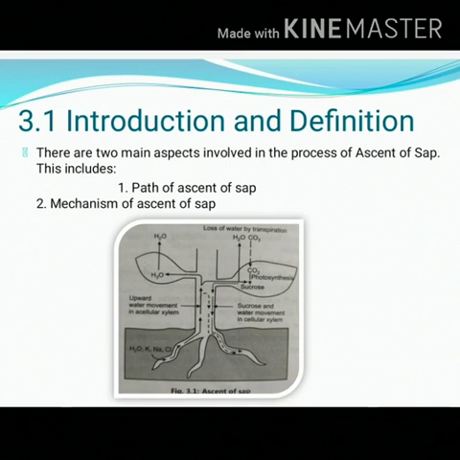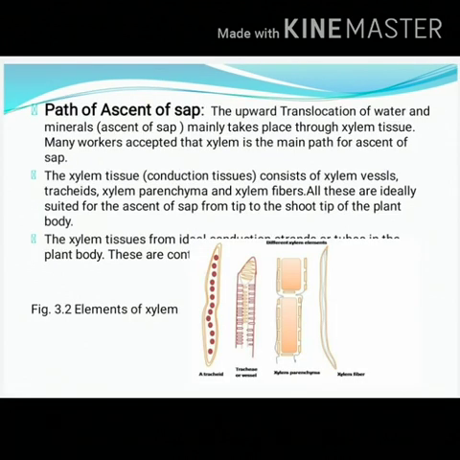So let's start with path of ascent of sap. The upward translocation of water and minerals mainly takes place through xylem tissue. Already we have discussed regarding tissue system in which xylem is responsible for conduction and translocation of water, as well as phloem is responsible for conduction of food. So xylem tissue is mainly responsible for translocation of water. Many workers have accepted that xylem is the main path for ascent of sap.